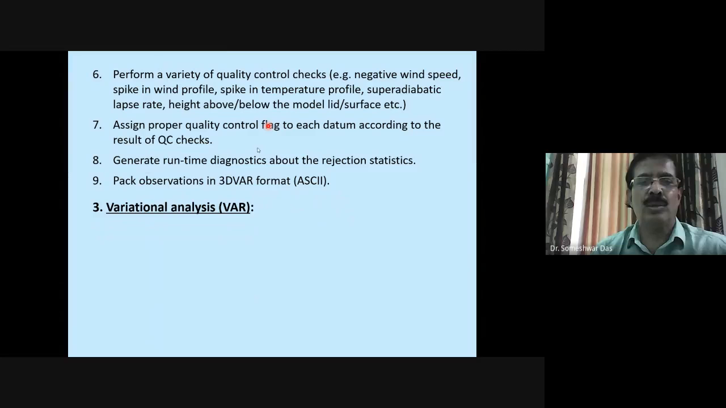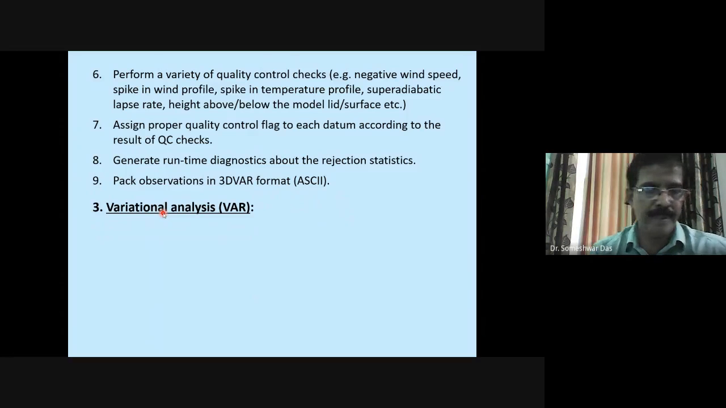So there was the role of the observation preprocessor of the 3D var, OBS-PROC. Okay. Then the next important part of the 3D var is the var analysis itself, the assimilation system, where it does the minimization. I was talking to you yesterday that in the 3D var, basically, we try to minimize the so-called cost function. Do you remember that? Cost function. Yes or no?